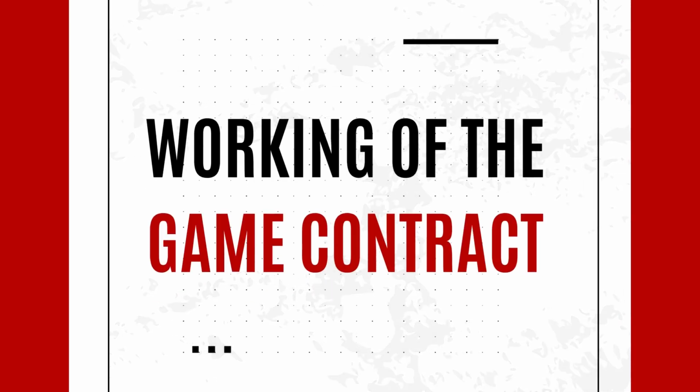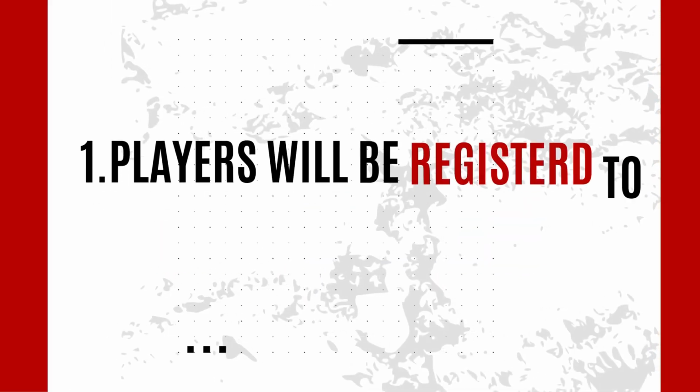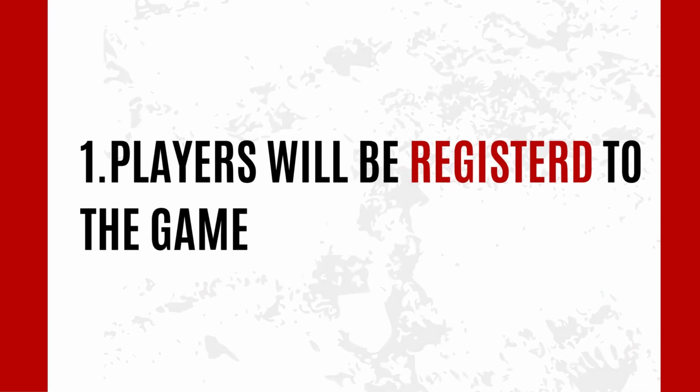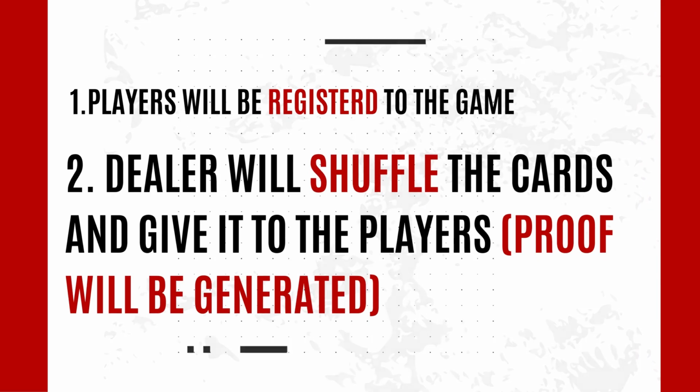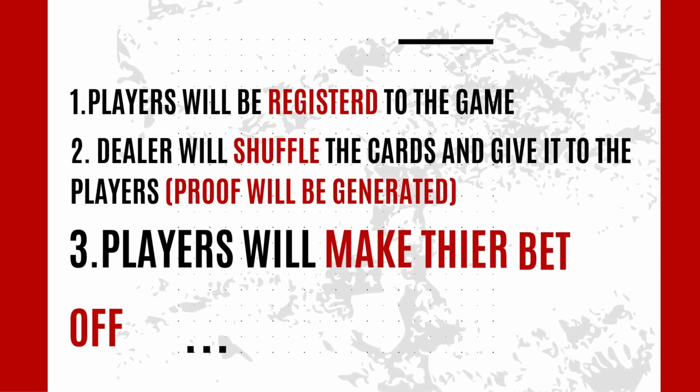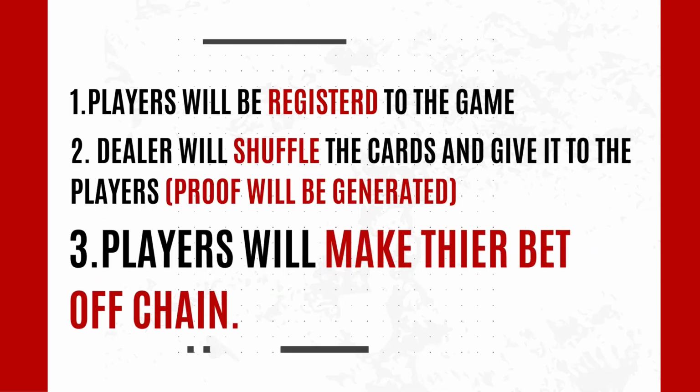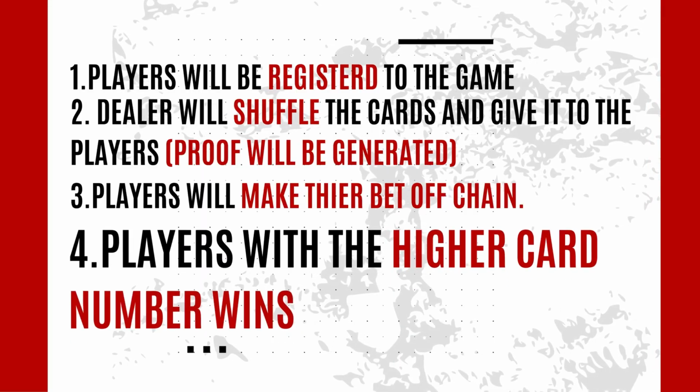So first let's list out the step-by-step process of the game. First, these two players will register to the game, and next the dealer will start shuffling the cards and hand over one to each of the players. Next, seeing these cards, the players bet off-chain. So the betting process will happen off-chain, and after betting, they will reveal the cards and whoever gets the higher value will be the winner. So this is a simple example of the contract that we are going to see.